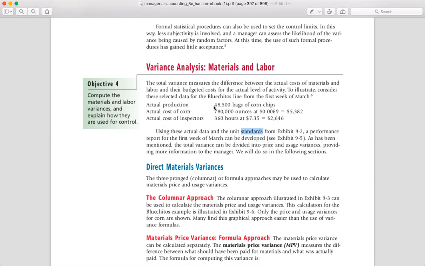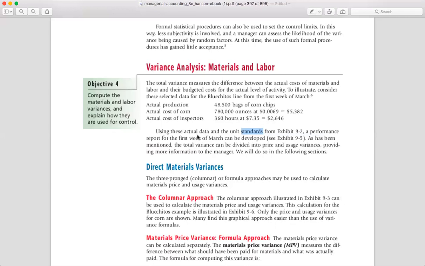All right, so the actual production for the corn chips is around 48,500 bags. Actual cost of corn, 780,000 at this price. Right, so the actual cost is around 5,382. The actual cost of the inspectors, around 360 hours, is related to the labor, okay? So times 7.35 around this one.